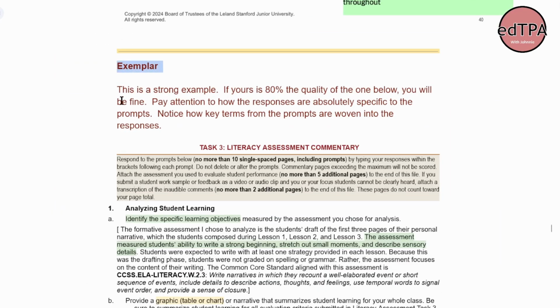So here's an exemplar, an example. Somebody did really well with this one. It's a strong example. If yours is 80% the quality of the one below, you will be fine. Pay attention to how the responses are absolutely specific to the prompts. Notice how key terms from the prompts are woven into the responses. So writing to the prompts and using the language of the prompts are both good ideas.